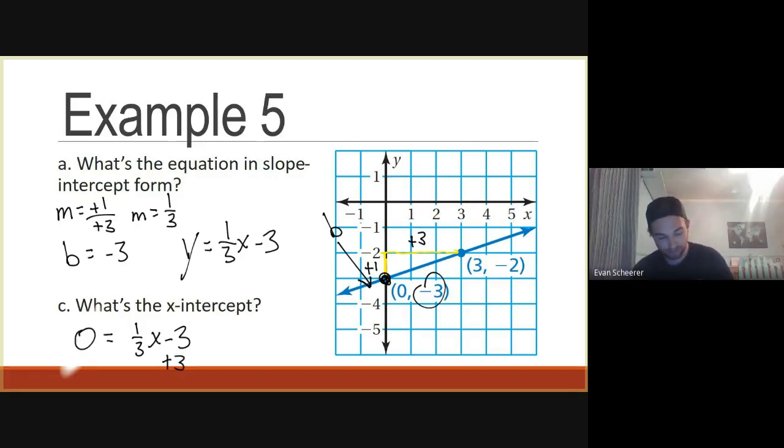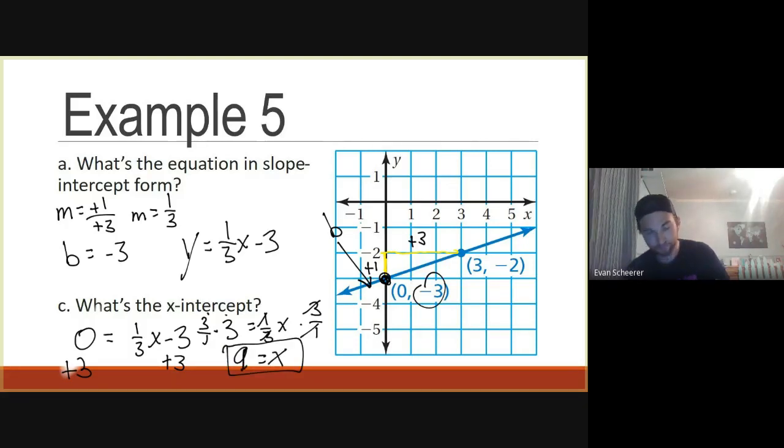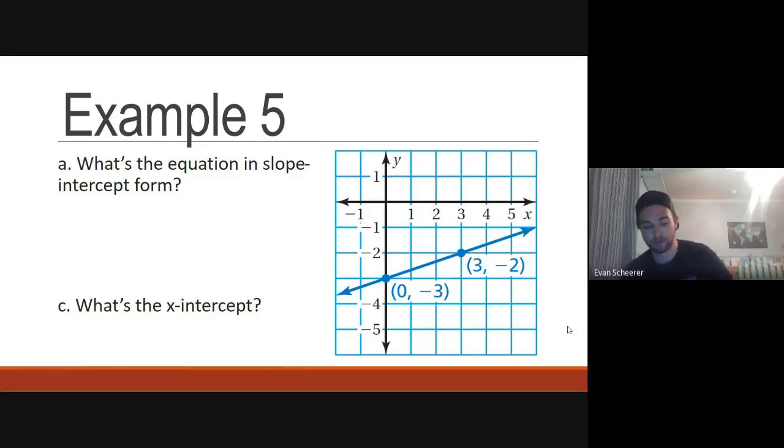So plus 3 plus 3, it's going to give me 3 equals 1/3 x. Now, the way to get rid of that 1/3 x, multiply by 3 over 1, multiply by 3 over 1. 3's cancel out, 1's cancel out. 3 times 3 is 9, so 9 equals x. So 9 is your x-intercept.